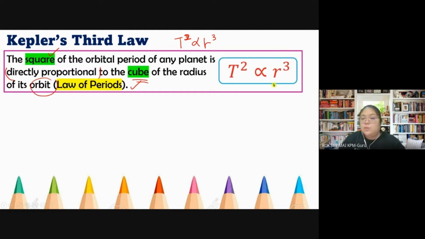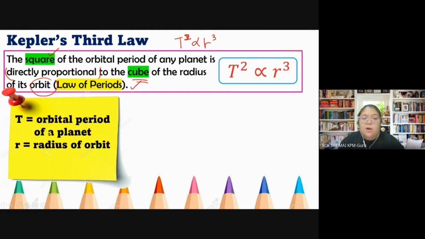Okay, so this is the definition they want to mention. T stands for orbital period. R stands for radius of the orbit. Okay, if planet, we never add the H. Okay, remember?